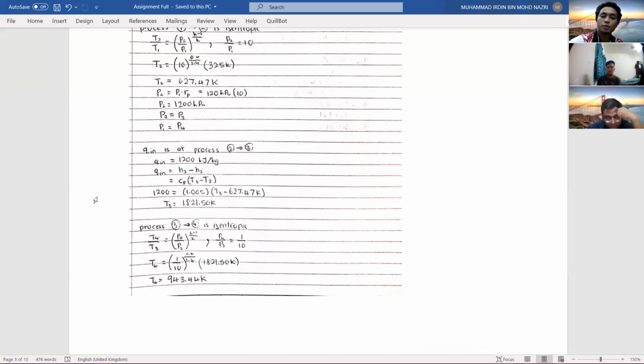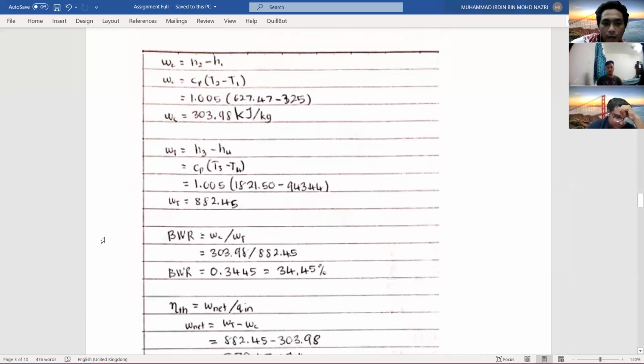And then go to process 3 to 4. Point 3 to point 4 is an isentropic process, so we can use the isentropic equation T4 over T3 equal to P4 over P3 to the power of (k minus 1) over k. We also note that P4 over P3 is equal to 1 over 10, the inverse pressure ratio. Substituting the numbers, we get the temperature at point 4 equal to 943.44 Kelvin.